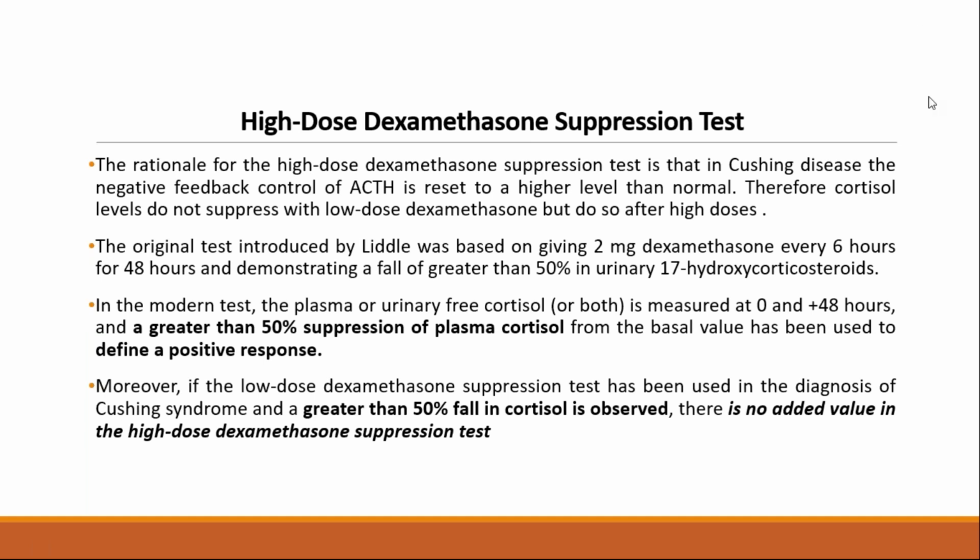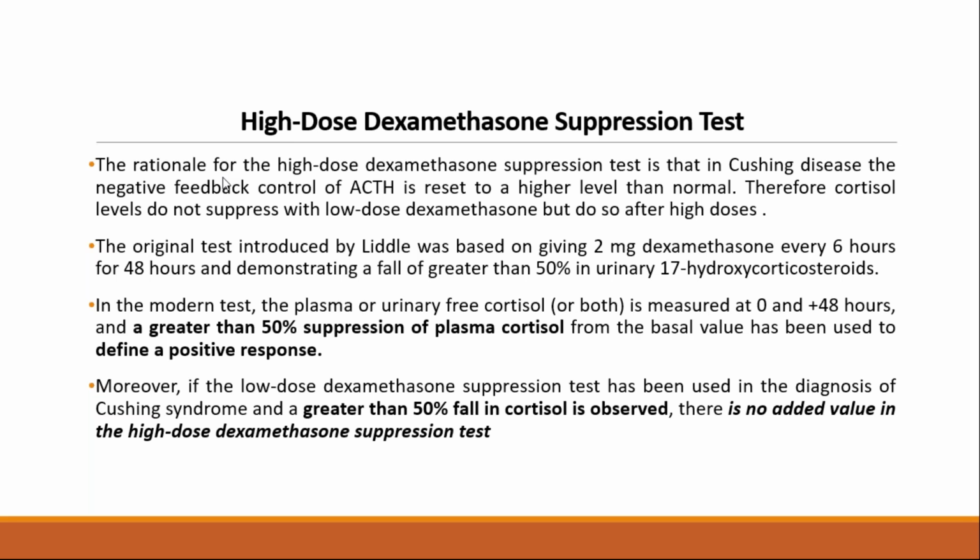Now talking about another test, the high dose dexamethasone suppression test. The rationale for the high dose dexamethasone suppression test is that in Cushing disease, the negative feedback control of ACTH is reset to a higher level than normal. Since there is already an increase in the level of ACTH due to the pituitary adenoma, a low dose dexamethasone suppression test will not be able to suppress the ACTH levels through a normal HPA axis. So we have to increase the dose of dexamethasone.